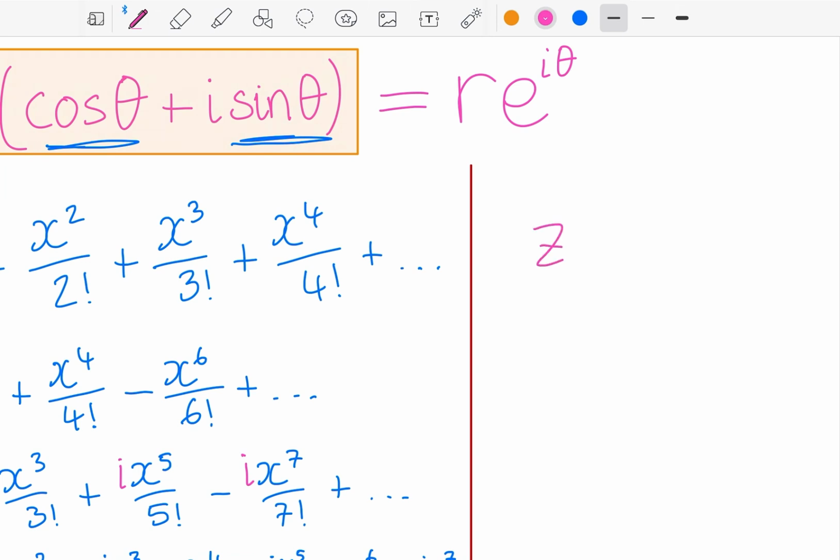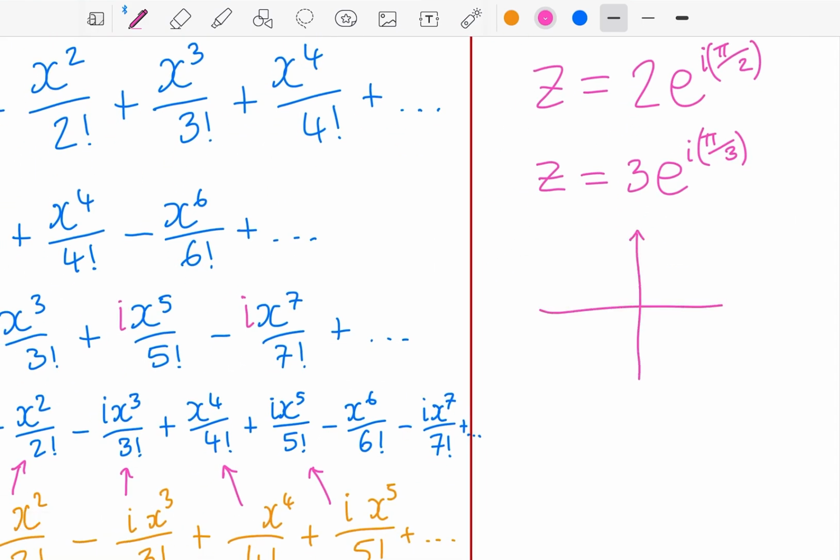So for example, if I now had a complex number that looks like this, then this is simply a complex number with a modulus of 2 and an argument of pi over 2. If I have this one here, let's say, and I wanted to draw it on the Argand diagram, not very straight axes, but this is going to be pi over 3, which is about here, and this modulus will be 3, and the angle will be pi over 3.